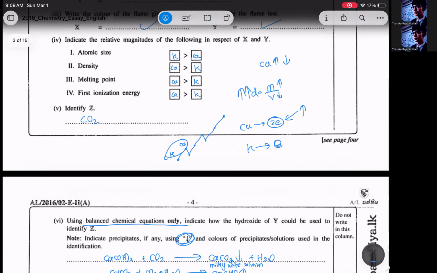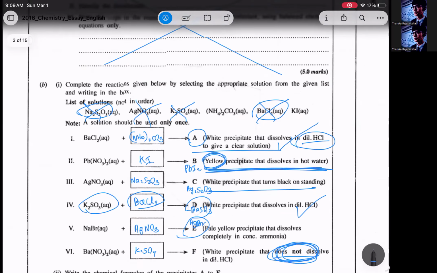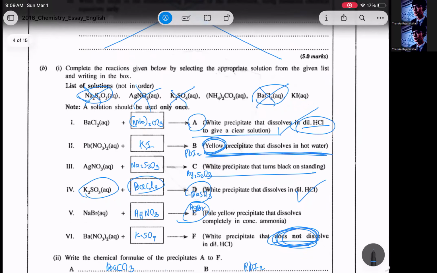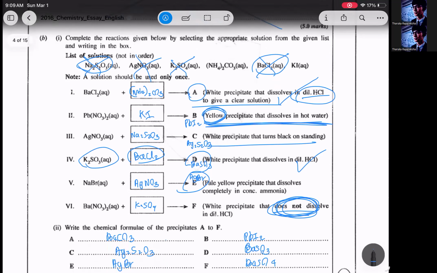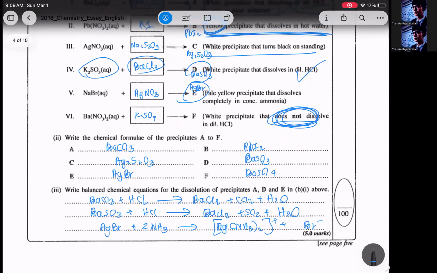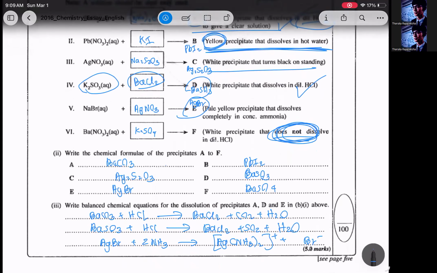Very easy question, not much hard. This question took maybe a maximum of 8 minutes to do. Very easy question. Let's meet with another structured essay question.